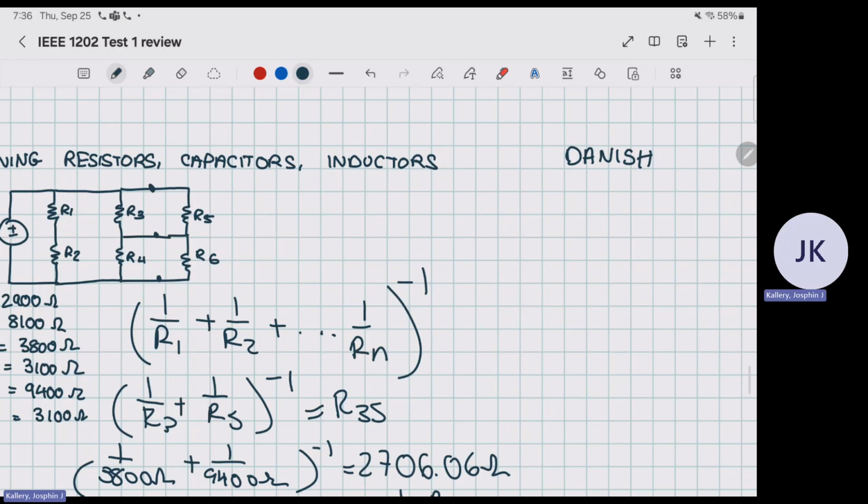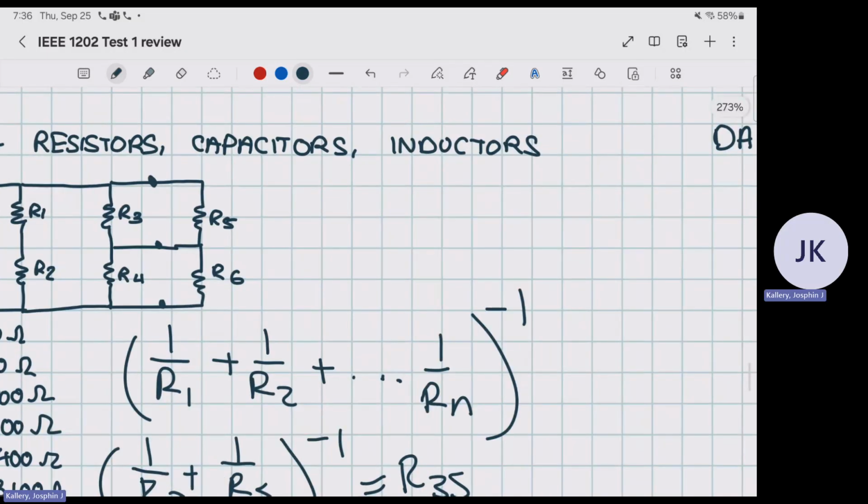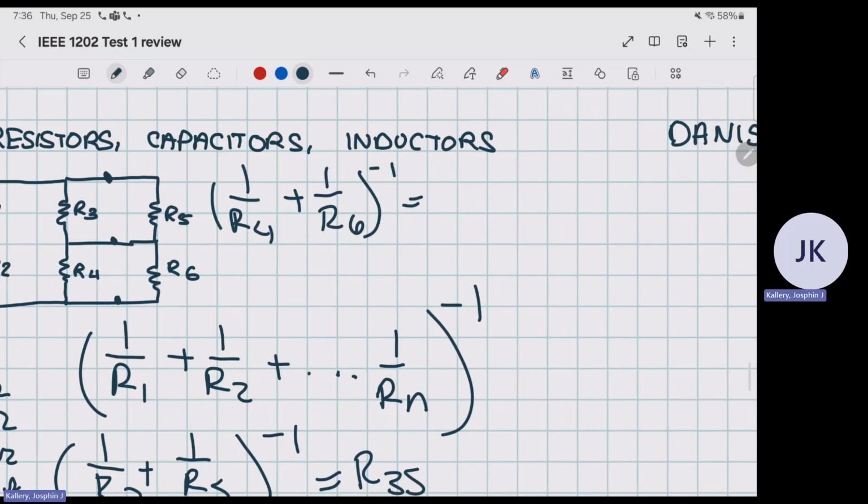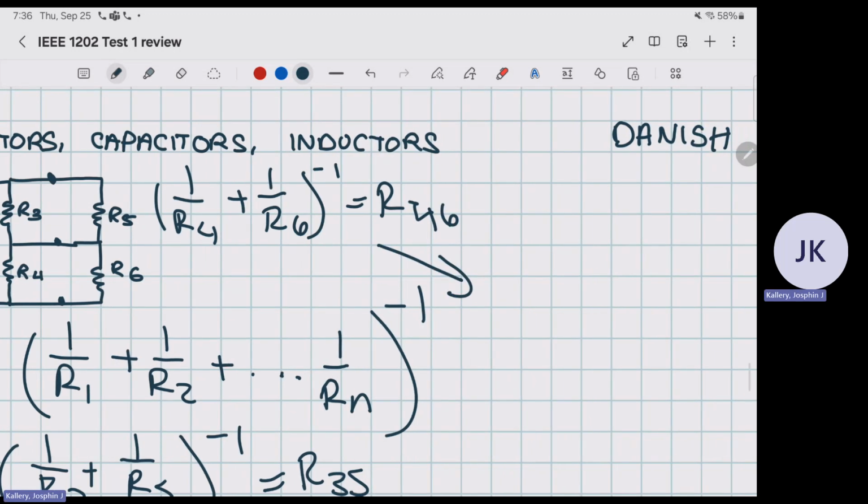Next, we will do the same thing for R4 and R6. They are also in parallel because they share two nodes. So we'll do 1 over R4 plus 1 over R6. We're going to invert it, and then that will give you R46. Let's move that there. Okay.